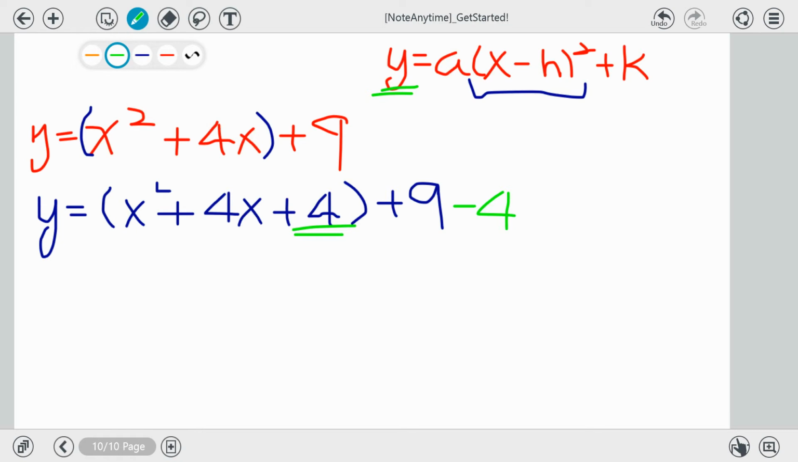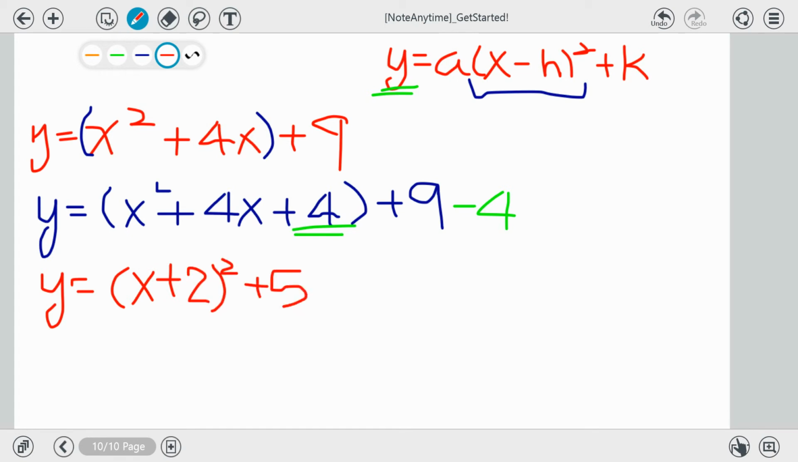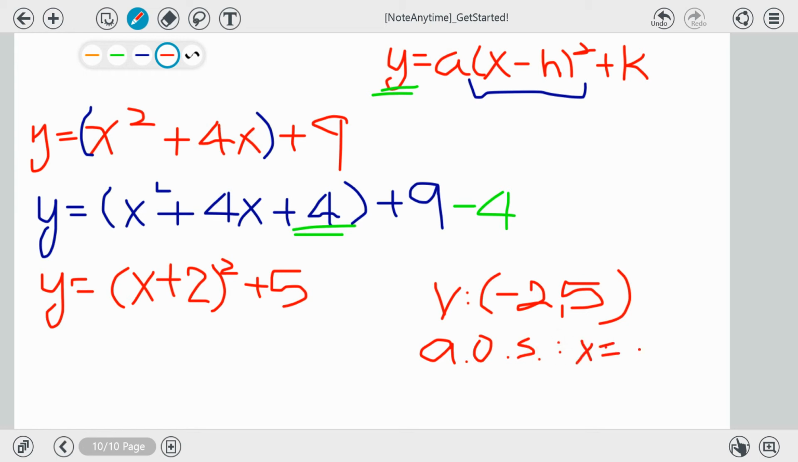Now we're going to complete the square right here, make it a perfect square. We end up getting x plus 2 squared plus 5. Now that goes right back into our equation. It looks very similar to the vertex form, and our vertex would be negative 2 and 5. Our axis of symmetry would be x is equal to negative 2, and this is going to move to the left 2 and up 5.